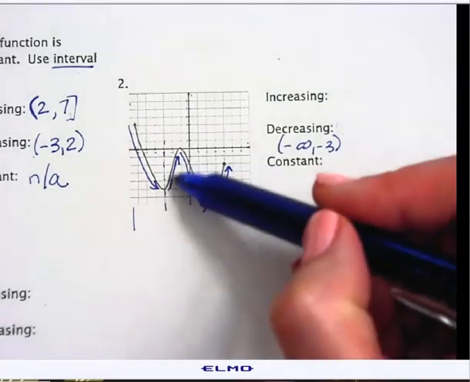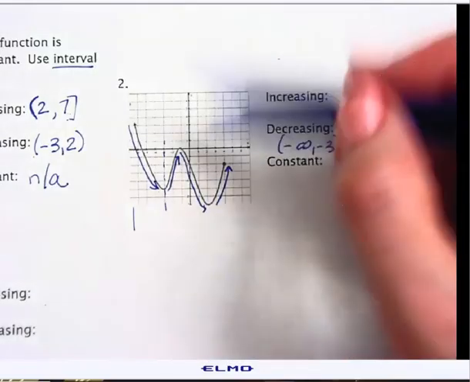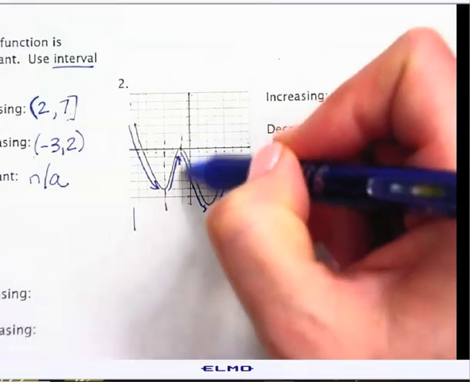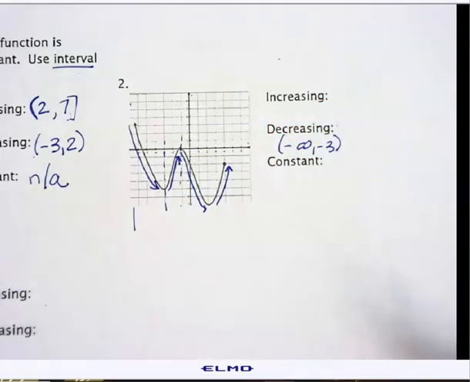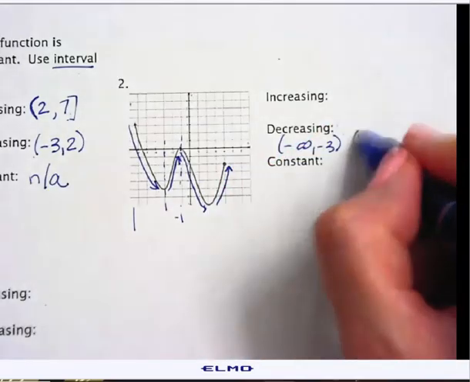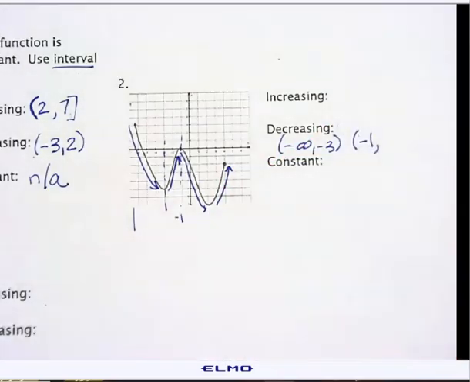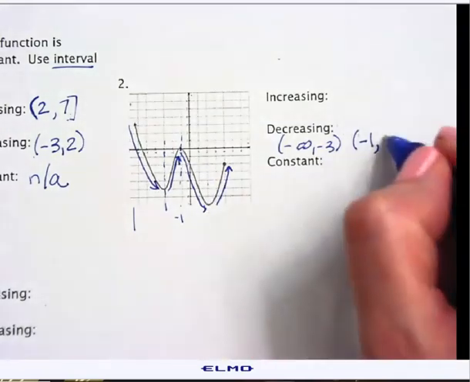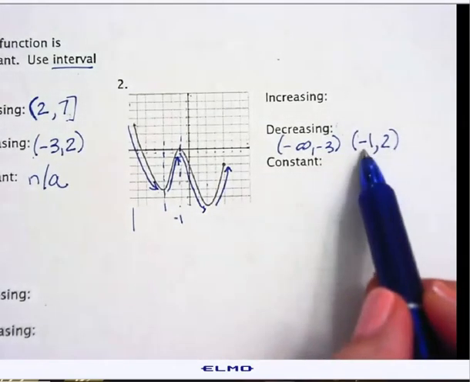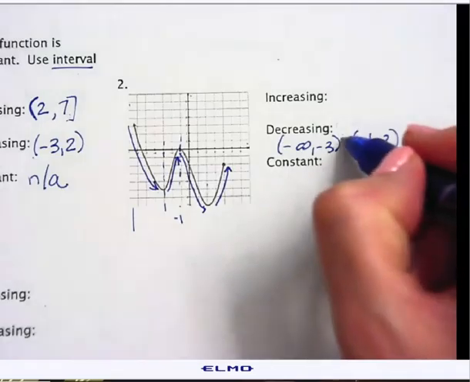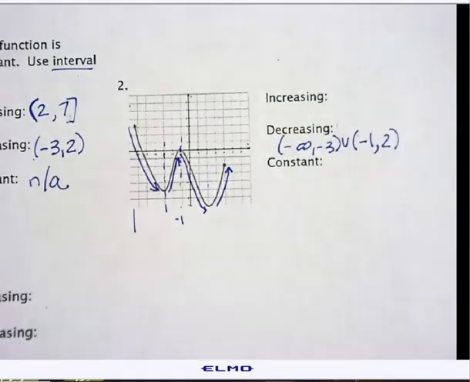Then it increases. So I'm going to skip that one for a second. It starts decreasing again right here at -1. So at -1, it starts decreasing and it stops decreasing right there at 2. And because at -1 and 2, there's overlapping sections, we're going to use parentheses, and we're going to join those two intervals with a union.